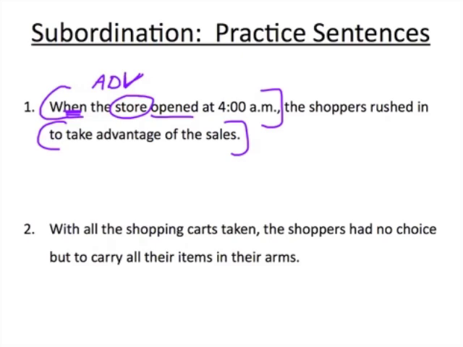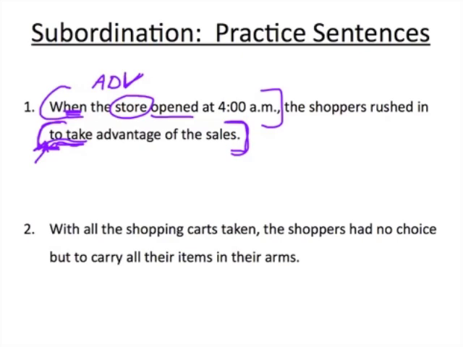But what do you make of "to take advantage of the sales"? Notice that we do not have a subordinating word. We also don't have a subject and a complete verb. This is an infinitive phrase, and it's kind of an easy one to recognize because we have the "to take," with the "to" in front of it. This is one of those infinitive phrases that's really functioning as an adverb, because it's kind of like "in order to." You know, they rushed in order to take advantage of the sales. Okay, look at number two.